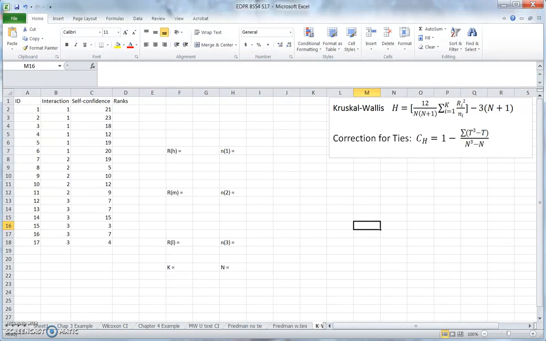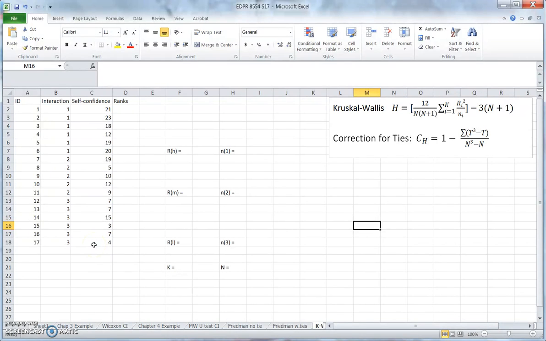So in this data set of 17 participants, we are trying to use the data to answer a research question whether people's self-confidence is influenced by their level of social interactions. So I have an ID number for each of the participants, and the interaction level are marked as 1, which is high, 2, which is medium, 3 is for low social interaction. So the self-confidence has a score range from 1 to 25.